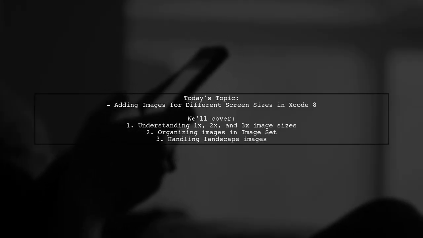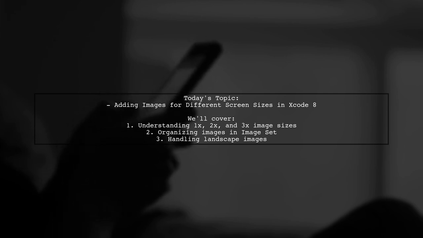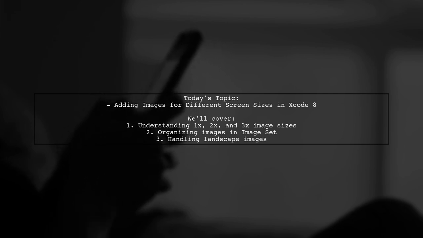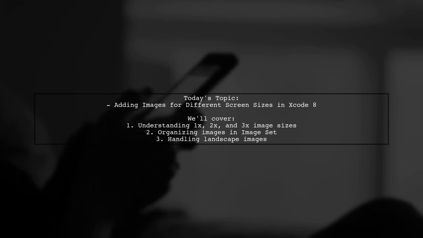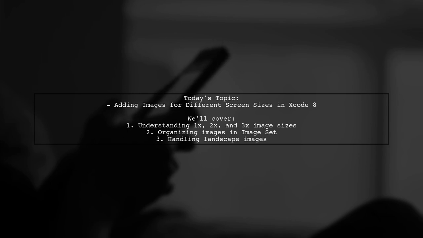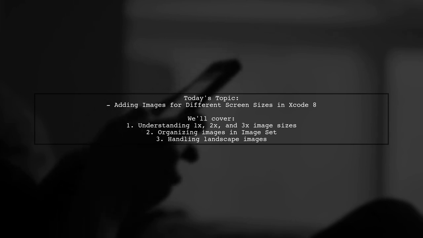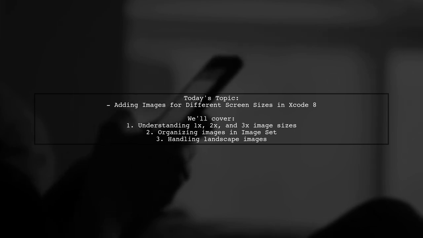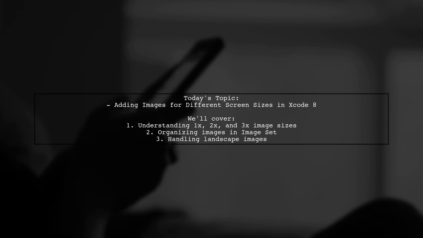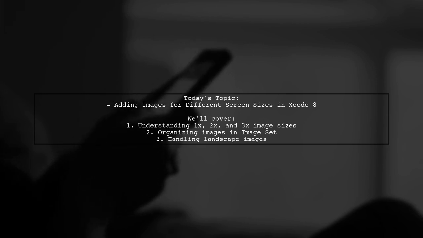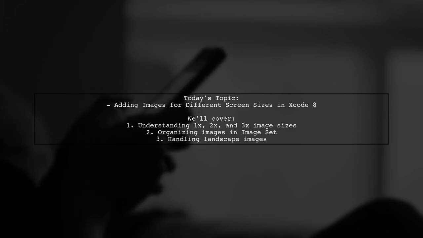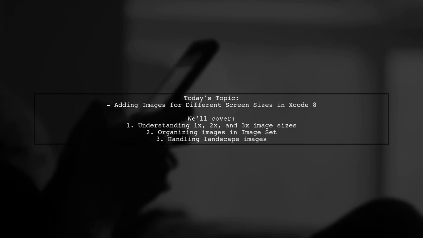Today, we're tackling a question that many iOS developers encounter when designing their apps. Our viewer wants to know how to add images for different screen sizes from Assets.xcassets in Xcode 8, specifically for a login screen. They've created various background images, but are unsure about the sizing conventions of 1x, 2x, and 3x. Plus, they're confused about how to properly organize these images in the image set. Let's break it down and find the best way to implement these images effectively.